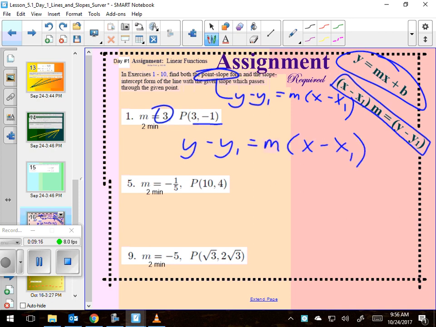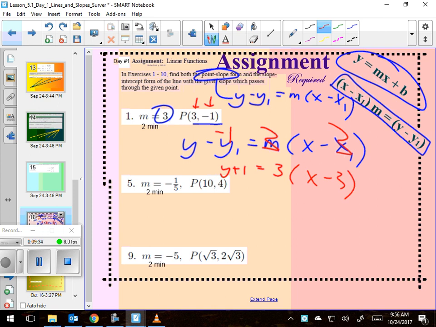And I'm going to stick the stuff in there. And what's the slope? 3. What's the point? 3, -1. Notice the 3 goes here, and the -1 goes here. This will be y plus 1 equals 3 times x minus 3. That's a good form of an equation.